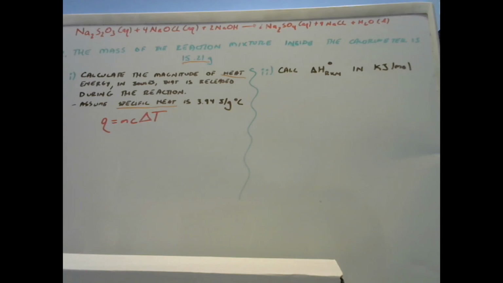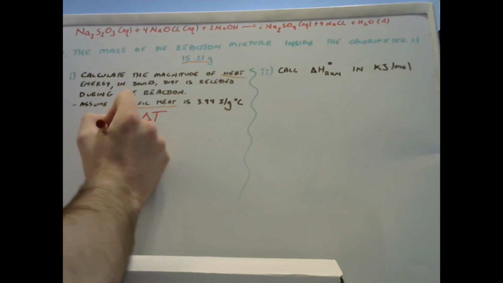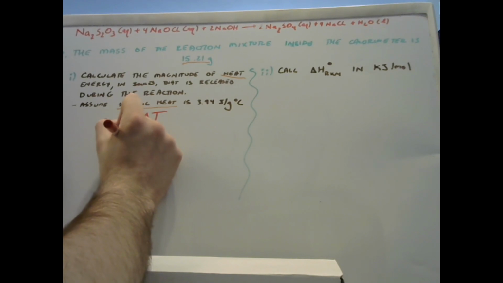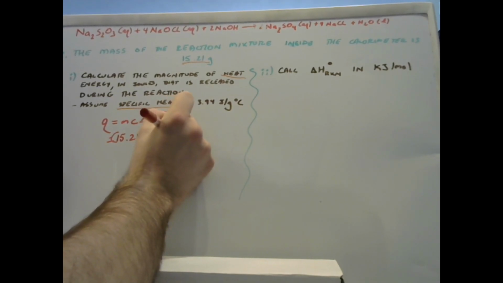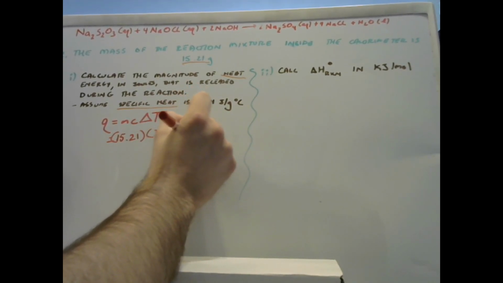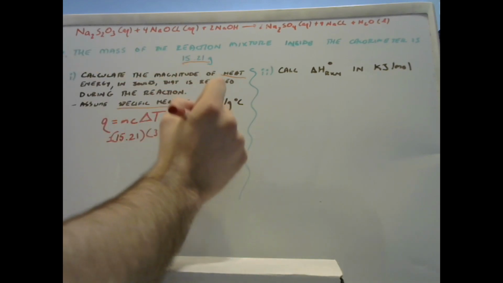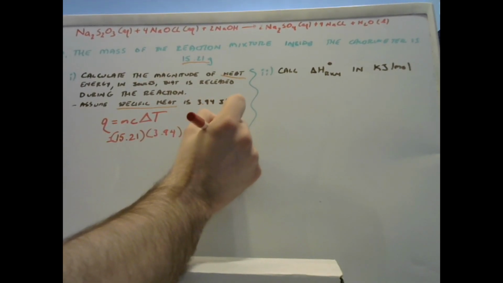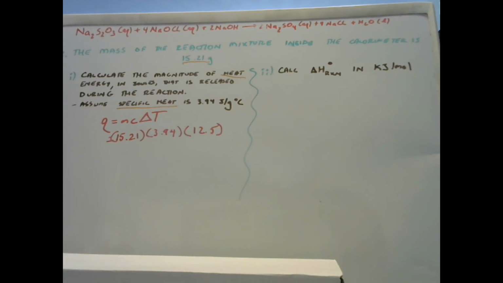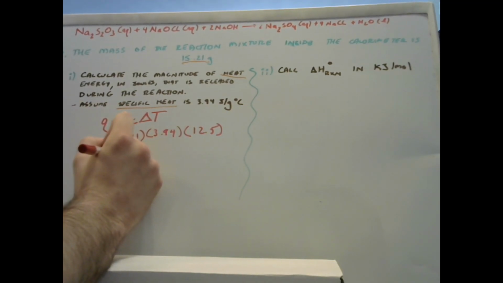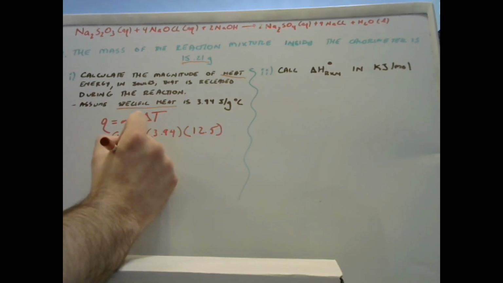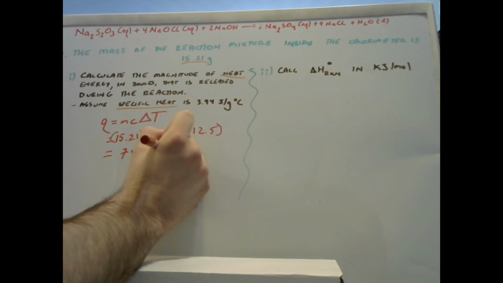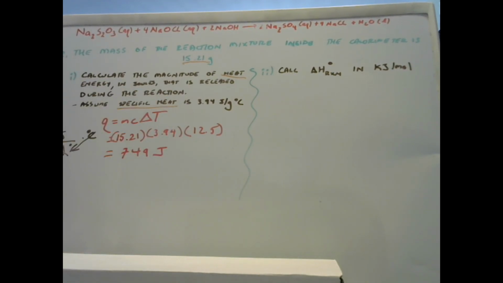And we got the delta T from part C. Mass they gave to us, so this would be equals 15.21 times 3.94 times the 12.5 we found in the previous problem. If you multiply all these out, you will get 749 joules. That's it. That's all it's asking for. Really easy. Next one's the tricky one.